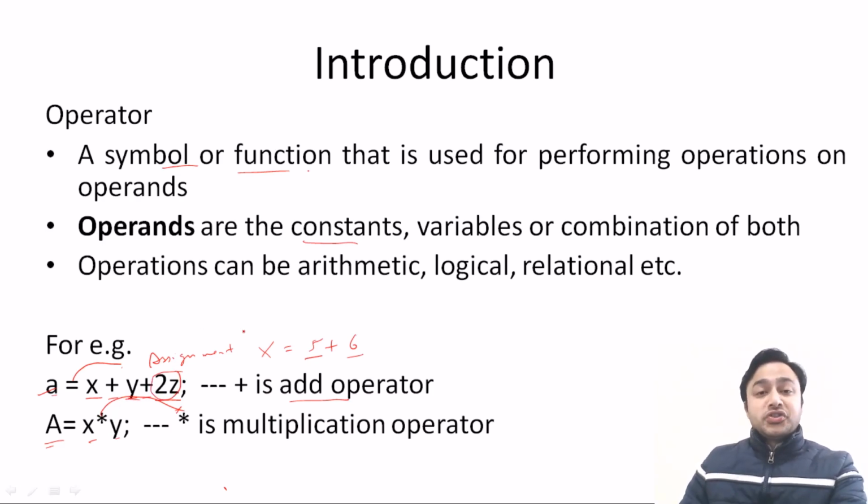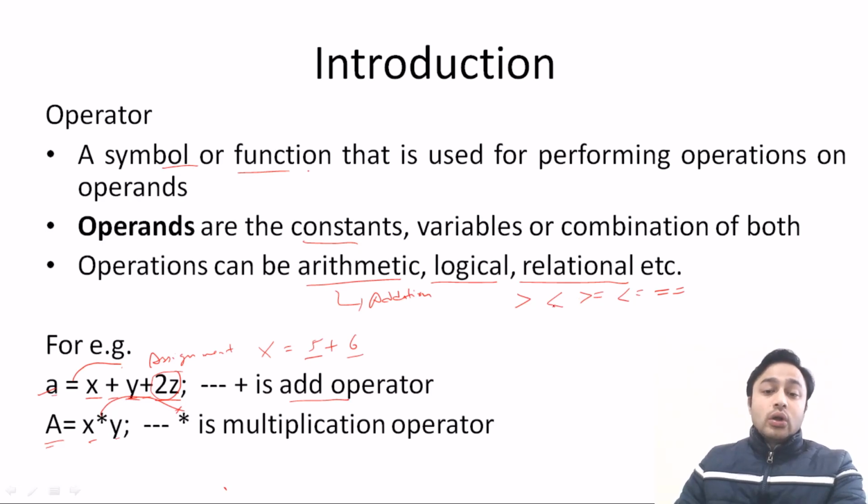Now what are the different operations available in a C++ program? There can be many operations, like arithmetic operations. In arithmetic operations there is addition, subtraction, multiplication, division. In case of logical, there is logical AND, logical OR, logical NOT. In case of relational, sometimes we need to find the comparison between two numbers. There can be operators like greater than, less than, greater than or equal to, less than or equal to, or the equality operator. So all these operators we are going to discuss in this video presentation.